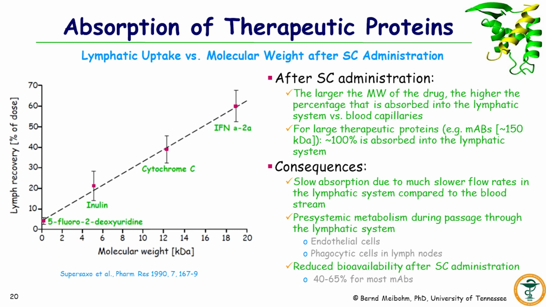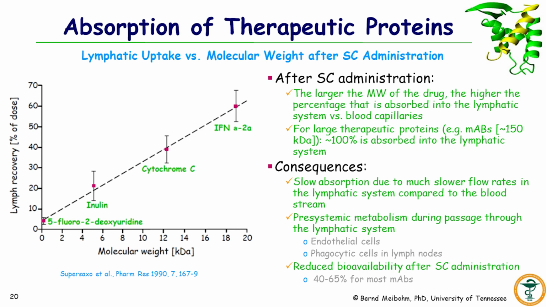protein molecules can interact with endothelial cells as well as with phagocytic cells, especially concentrated in lymph nodes where lymphatic vessels drain to, and by that they can undergo metabolism, and they never reach the systemic circulation when they are pre-systemically degraded. So there's substantial pre-systemic metabolism through this passage through the lymphatic system. And this reduces the overall bioavailability after subcutaneous administration for many therapeutic proteins.